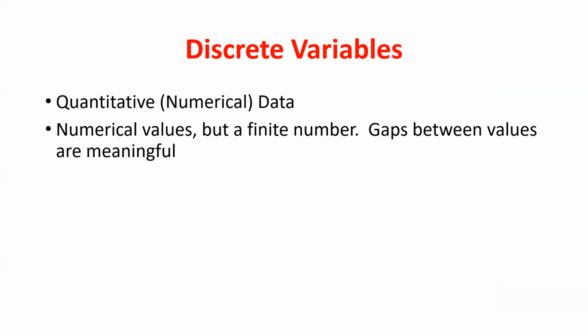So those are our two qualitative variables. We're also going to have two quantitative variables. The first one is going to be discrete. Discrete variables are when we can see a numerical value, so it's quantitative, right? But there are going to be gaps in the numbers that we can see, okay?